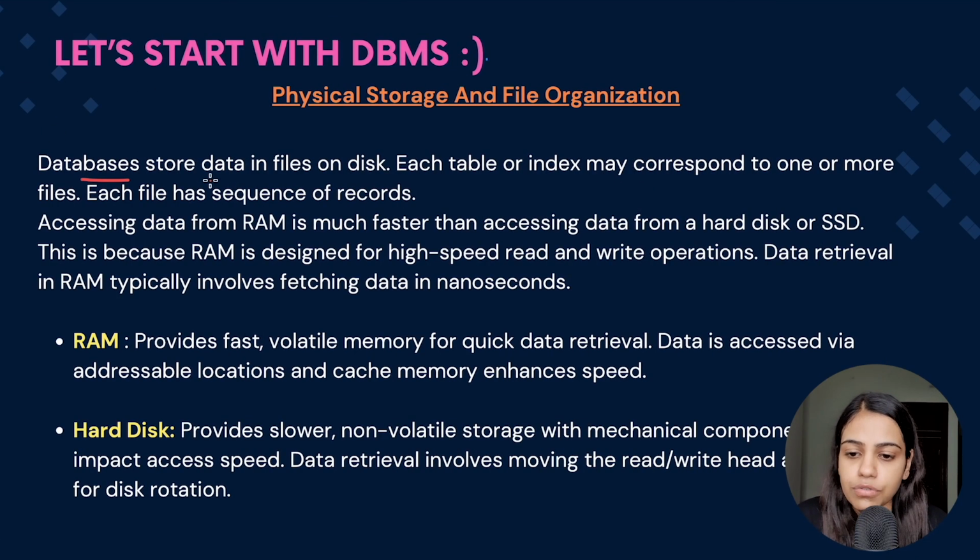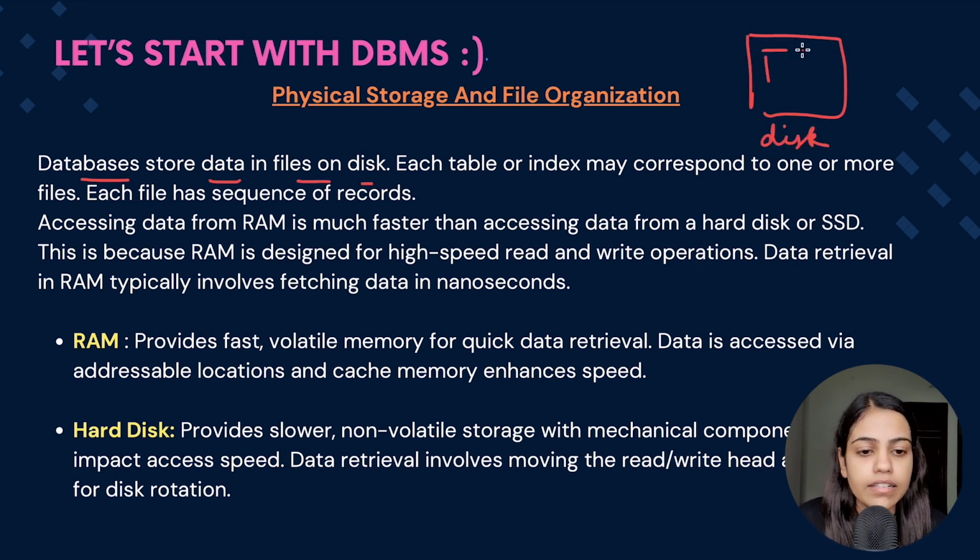Now databases store data in files on disk. So there is a disk present, you can say a hard disk. In that disk, there are some files in which the data is stored. So each table or index may correspond to one or more files. Each file has a sequence of records.